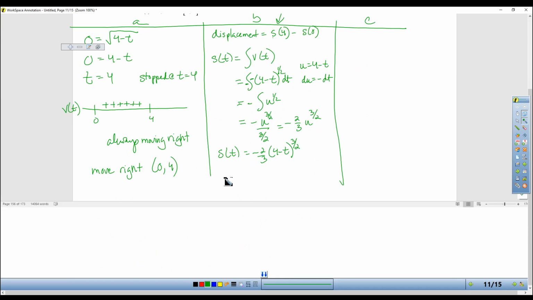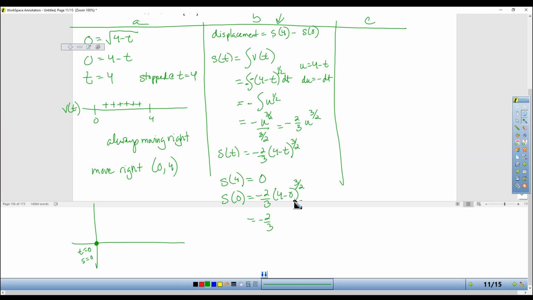I can use that to find my position at 4, which is going to be, when I plug in a 4, then 4 minus 4 is 0. So it started, this whatever it is, actually started at t is equal to 0. Its position was 0. Oh, that's t of 4. At 0, ooh, this is going to be tough. 4 minus 0 to the 3/2. That's going to give me negative 2/3.